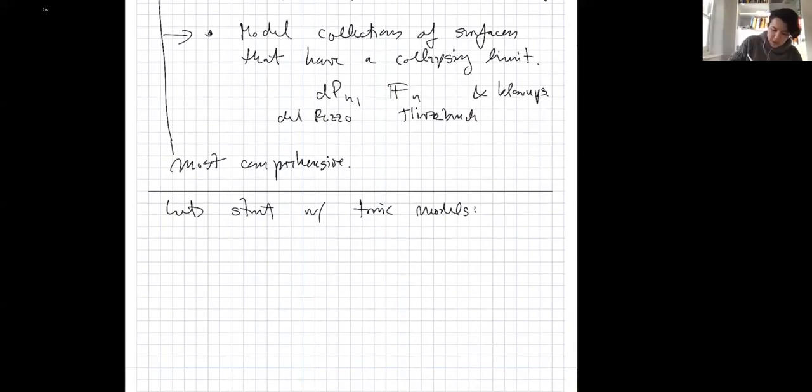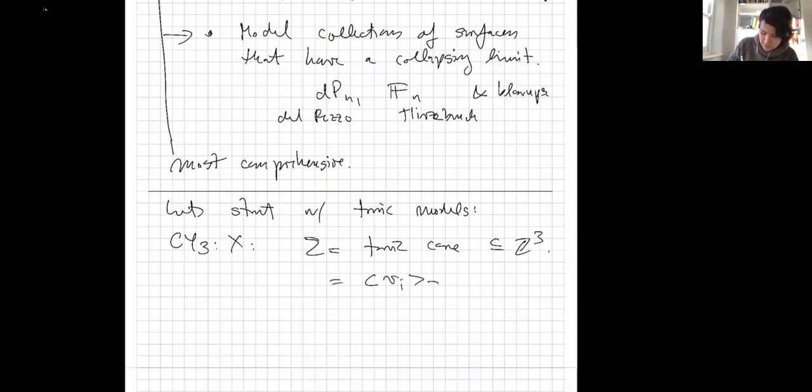So toric models for threefolds are essentially given by a toric fan. Sorry, the toric variety X, and so sigma is the toric cone, and it sits inside Z^3. And it's generated by some vectors v_i over Z. And we want these v_i to, in fact, form a convex rational polyhedral cone.